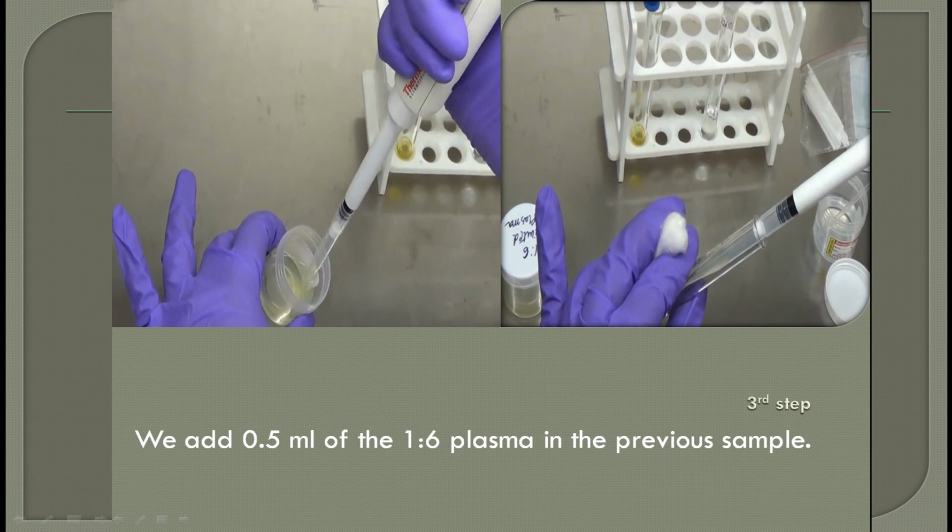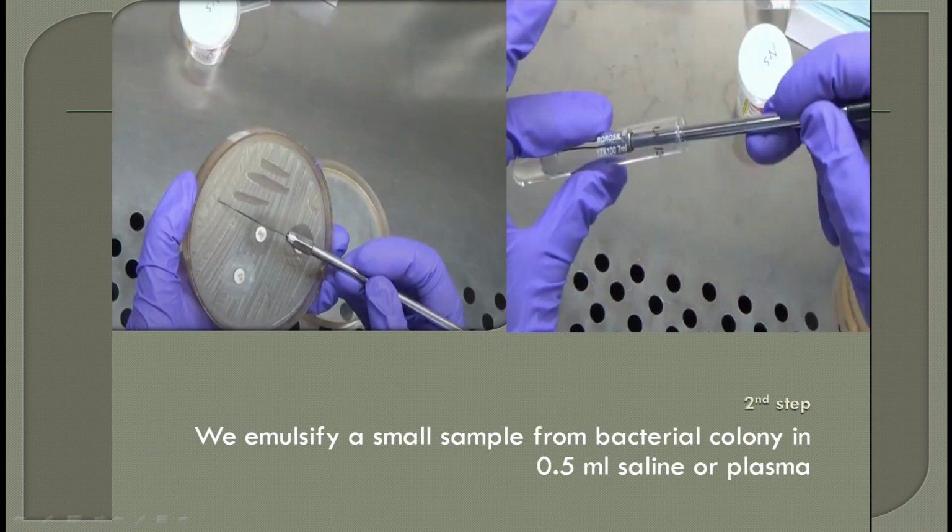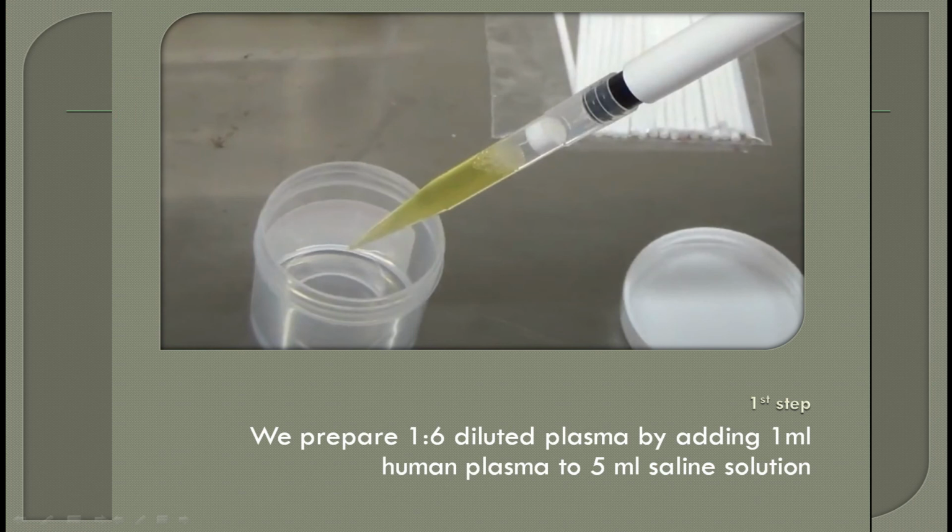Now we add 0.5 milliliters of the 1:6 plasma in this test tube. So what we did, we first made this 1:6 diluted plasma. We prepared it in this container that you can see and we kept it. We marked it 1:6 diluted plasma with a marker and we kept it aside.